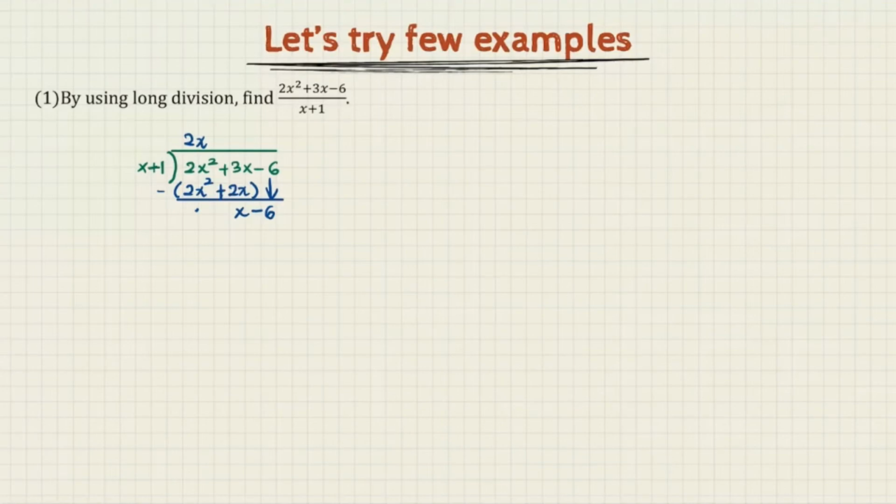Okay, next. What number multiplied by x will be x? 1, correct. So plus 1. Here we have x. 1 times by x plus 1 will be x plus 1. Okay, and then we subtract them. So x minus x will be 0, and then negative 6 minus 1 will be negative 7. So if we look here, we have remainder negative 7. This is our quotient.